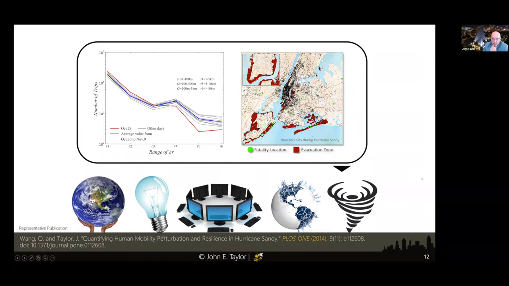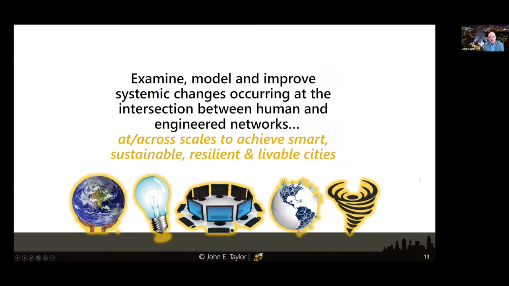And so with that last study, we started to evolve the mission of the lab, and this is what it's been for about the last 5 years. Not just studying big changes at the human and engineered network interface, but studying that at and across scales. So not just buildings, but neighborhoods of buildings, communities, up to the city scale, and even in some cases, which I'll present, the scale of the state. All of this to achieve smart, sustainable, resilient, and livable cities.